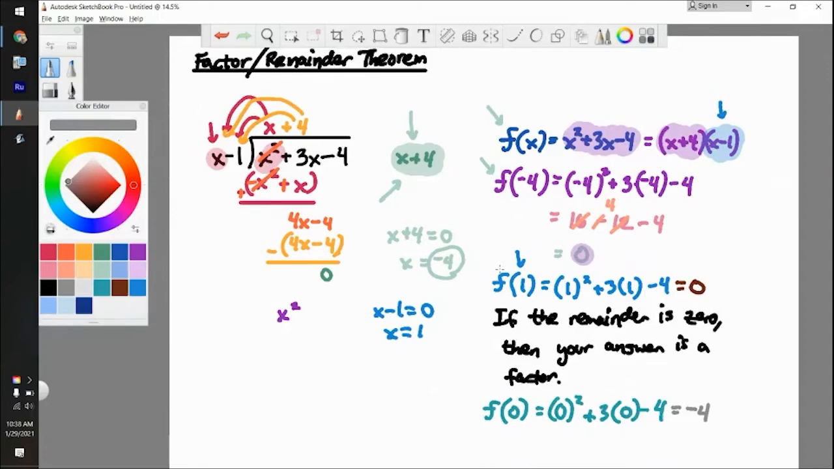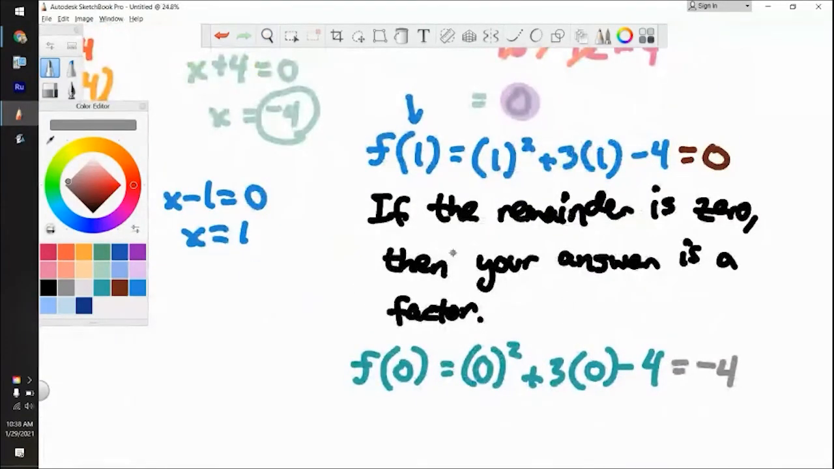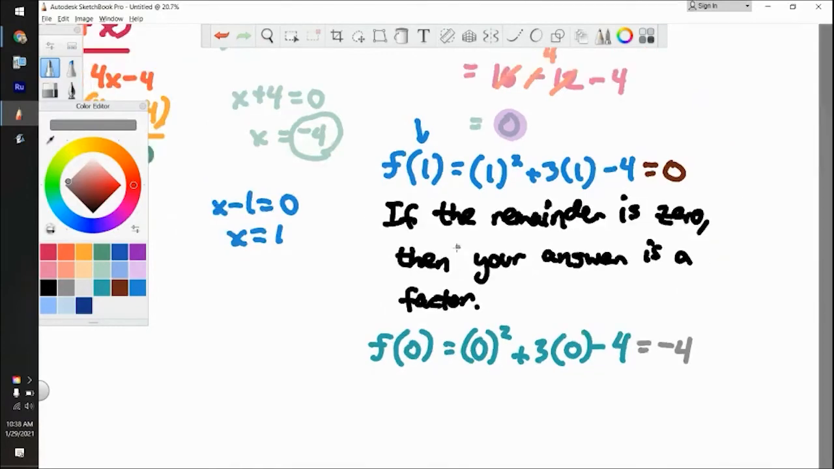Okay. So the part of factor theorem would be if the remainder is not 0, then your answer is not a factor. That's essentially how it works. So what is non-zero? Your answer would be not a factor. Right, exactly.